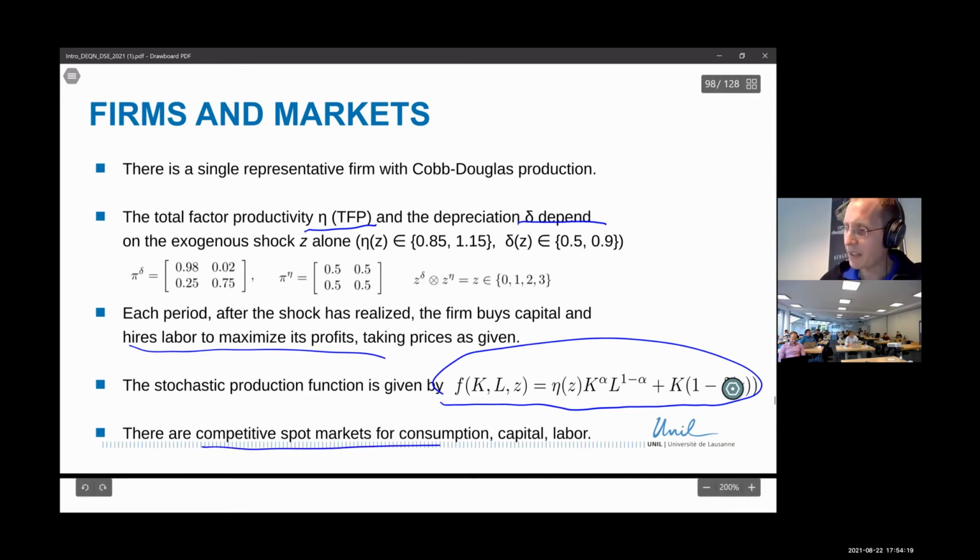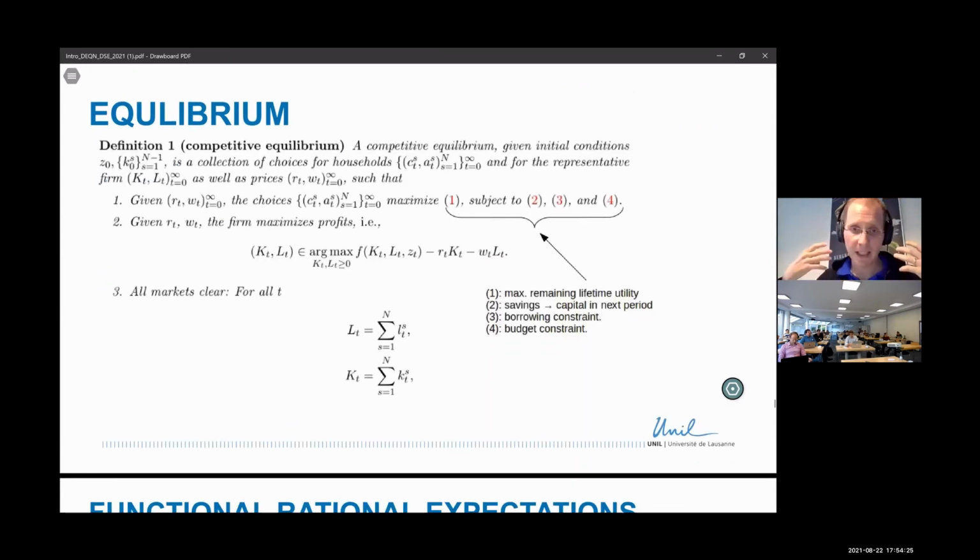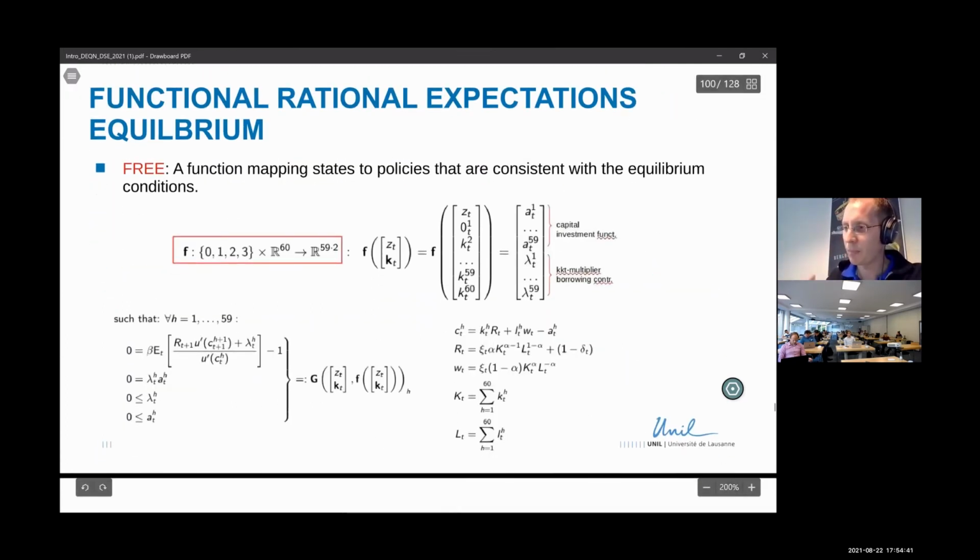Then you have competitive spot markets for consumption, capital and labor. So the equilibrium is described essentially by agents maximize, firms maximize, markets clear. This just gives you a bunch of equilibrium conditions. And now, how does that map to our approach?